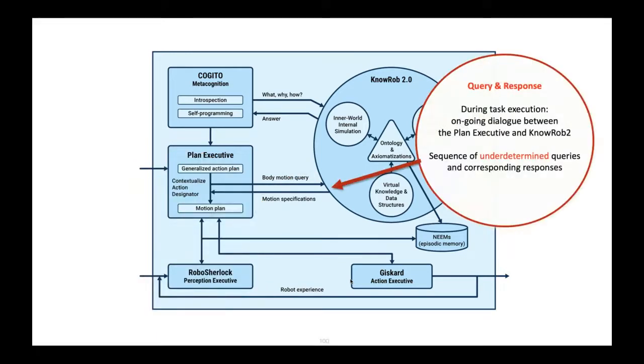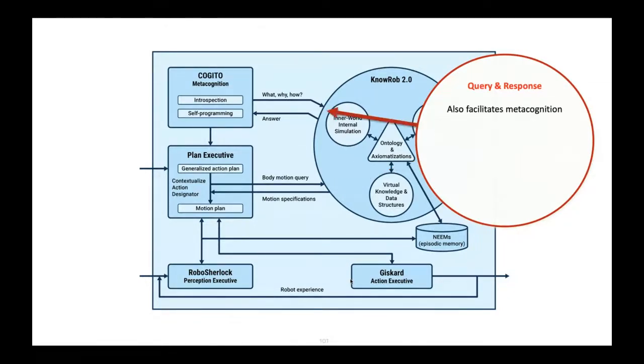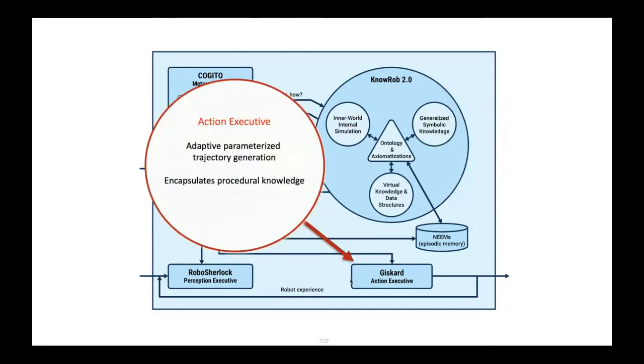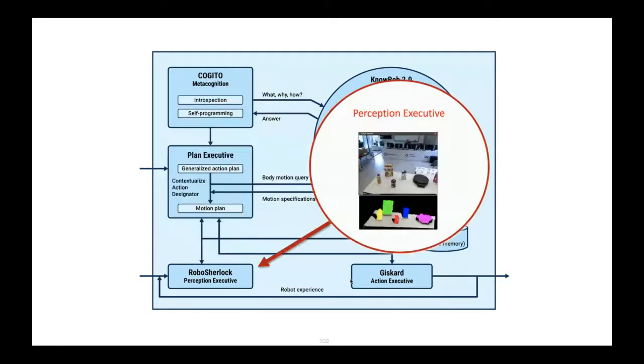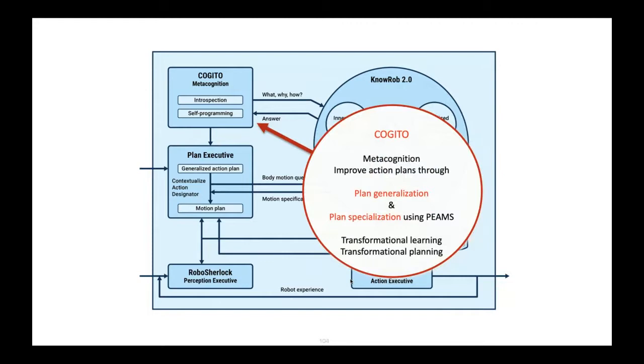So you get this idea, a query from the plan executive during the task execution. So the plan executive needs to know what the parameter values are, so it asks NoRob. And so you get this kind of, Michael Bates refers to it as a kind of a Siri for robots, which is a nice way of encapsulating it. It also facilitates metacognition, which I'll not say a lot about today. We've got an action executive, which carries out the plan once the parameter values have been identified, and a perception executive, which is very important for identifying the current state of the world, called RoboSherlock.